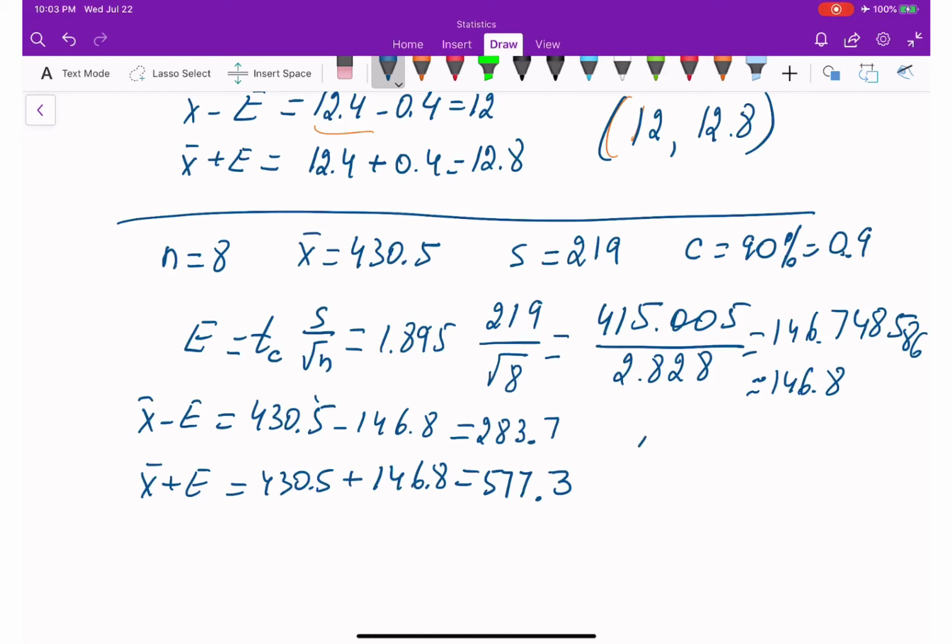So here we go. The average of the population is within the interval 283.7 and 577.3. Okay, next problem.